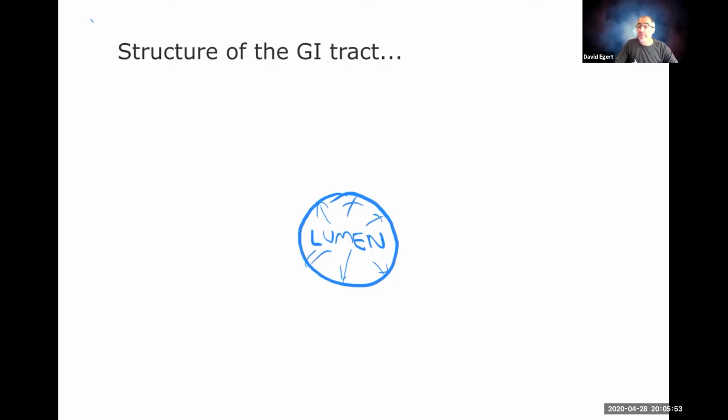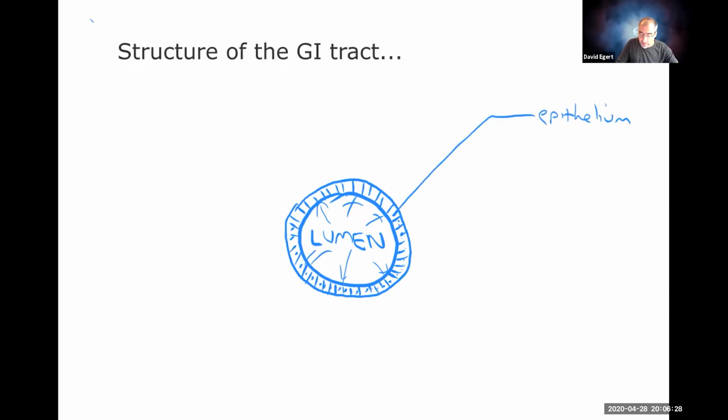And then the lining of it is always going to be some kind of an epithelium. Exactly what that epithelium is going to be is different in different places. For most of the digestive tract, it's simple columnar, but we're going to see it's not necessarily. So here's my epithelium. Just underneath the epithelium is loose connective tissue called the lamina propria.